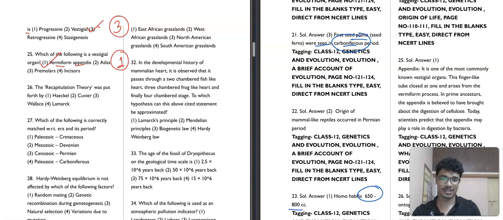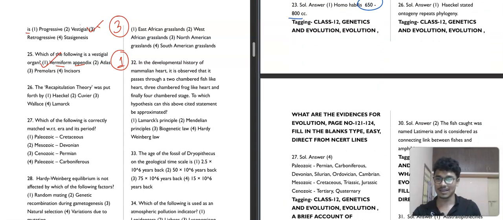Then question number 26. It is saying that the recapitulation theory was put forth by Haeckel, Cuvier, Wallace or Lamarck. So basically this recapitulation theory was given by Haeckel, and he also stated a very famous thing, that ontogeny repeats phylogeny. Okay. So the first option will be our correct answer.